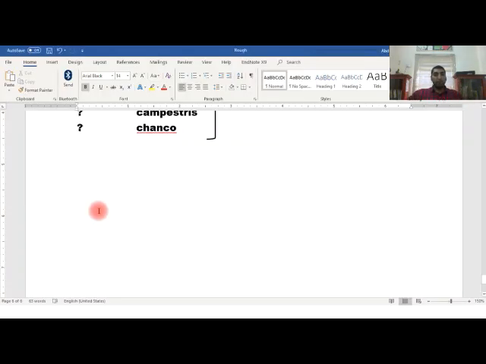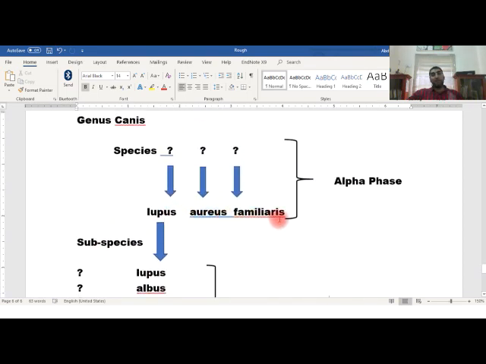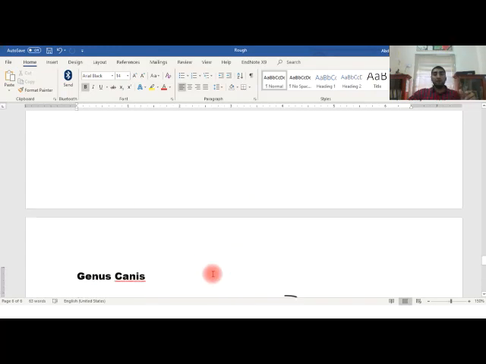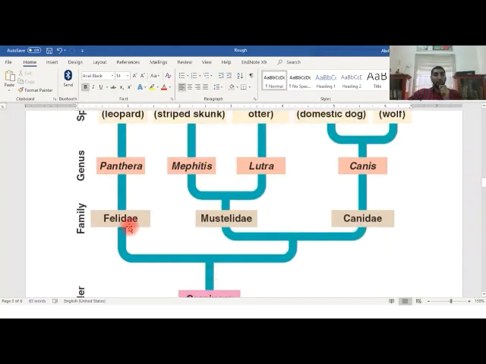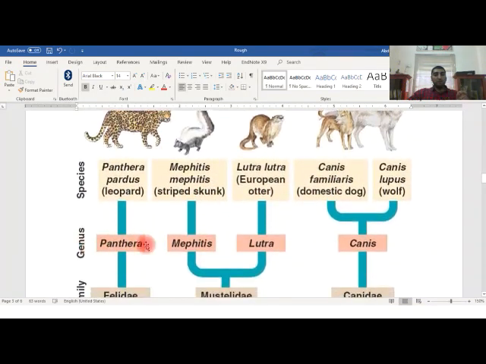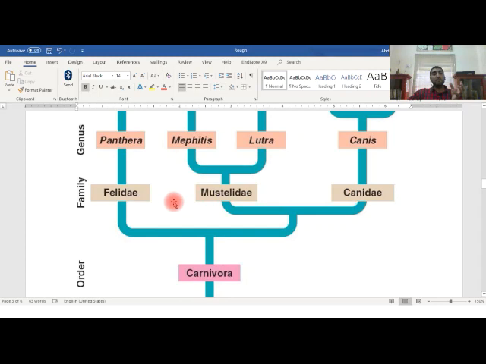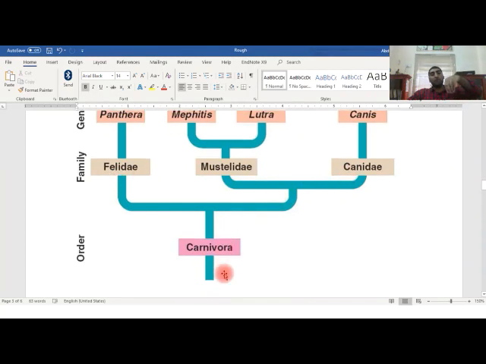For example, here in this example we have lupus, aureus, and familiaris. These three were grouped into the genus Canis. Why? Because they have canines. And then Felidae, Canidae, Mustelidae. Let me give you an example right from here. The genera Canis, Lutra, Mephitis, and Panthera are put so that Canis is in Canidae, Lutra and Mephitis in Mustelidae, and Panthera in Felidae. Now these three families, Felidae, Mustelidae and Canidae, are combined into one order named Carnivora. Why? Because these are all carnivores.